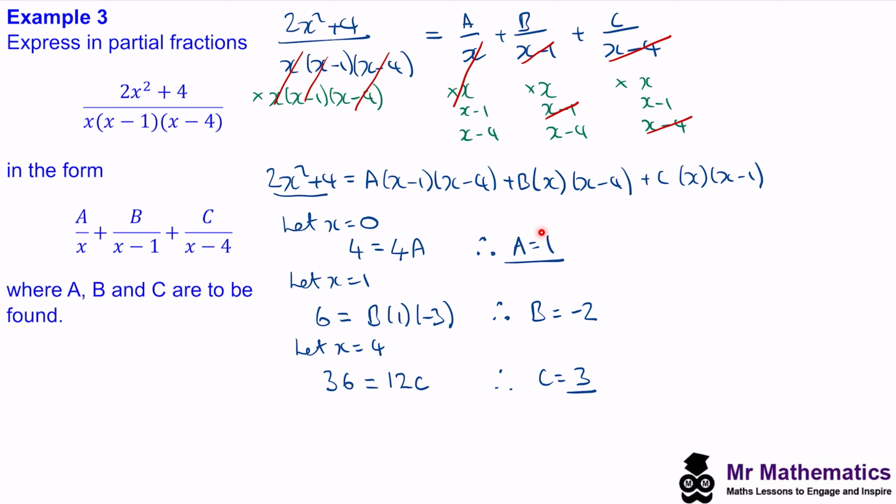So finally, we'll substitute these values of a, b, and c back into here. So we get 2x squared plus 4 over x lots of x minus 1 times x minus 4 is equal to 1 over x minus 2 over x minus 1 plus 3 over x minus 4.